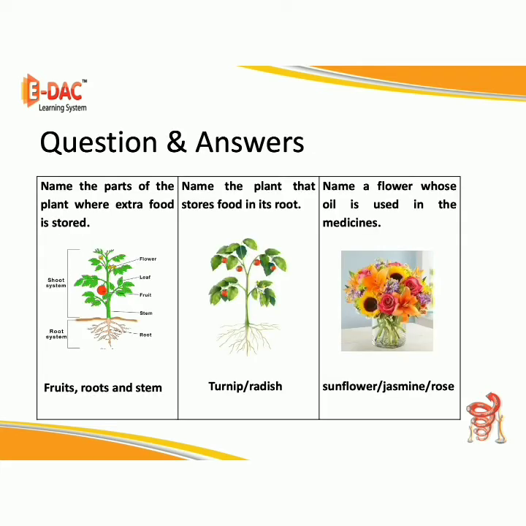Let us now answer some quick questions. First, name the parts of the plant where extra food is stored. They are fruits, roots, and stem. Name the plant that stores food in its root. It's turnip and radish. Let's name a flower whose oil is used in medicines. They are sunflower, jasmine, and rose.